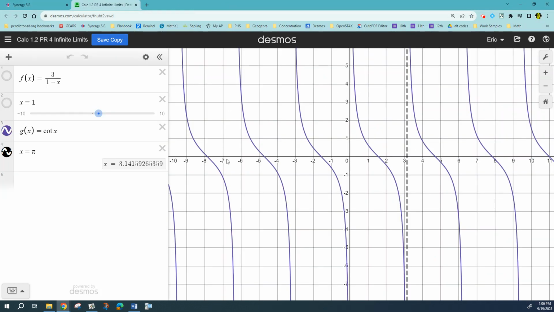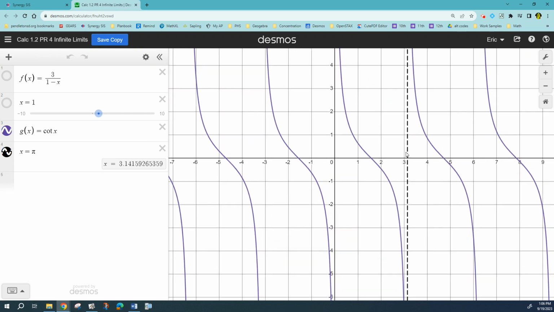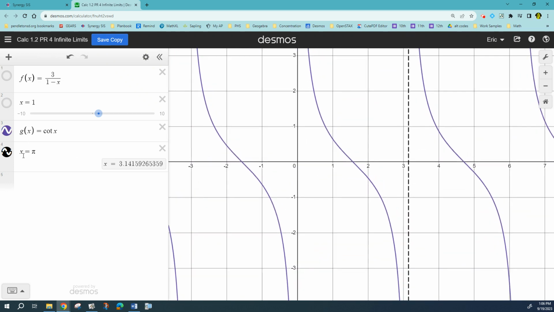There's a cotangent function. Well, as we approach pi, pi is right there. Agreed? A little more than 3. Let's zoom in. Okay, there's the vertical line, x equals pi. Look where we are. As we approach pi from the right on our cotangent function, the ant is climbing up towards positive infinity. We got it.